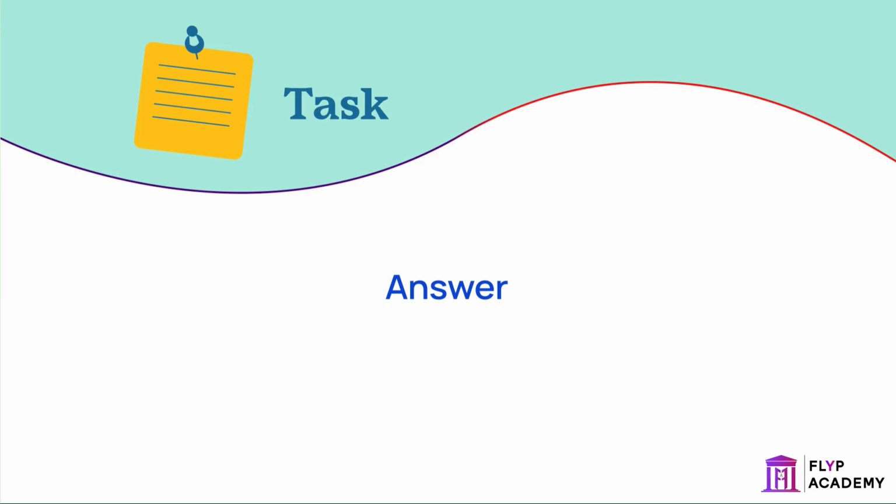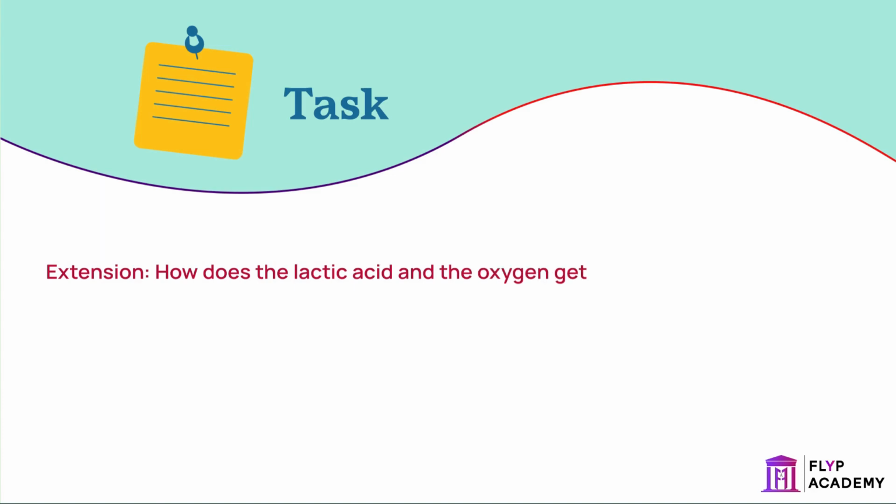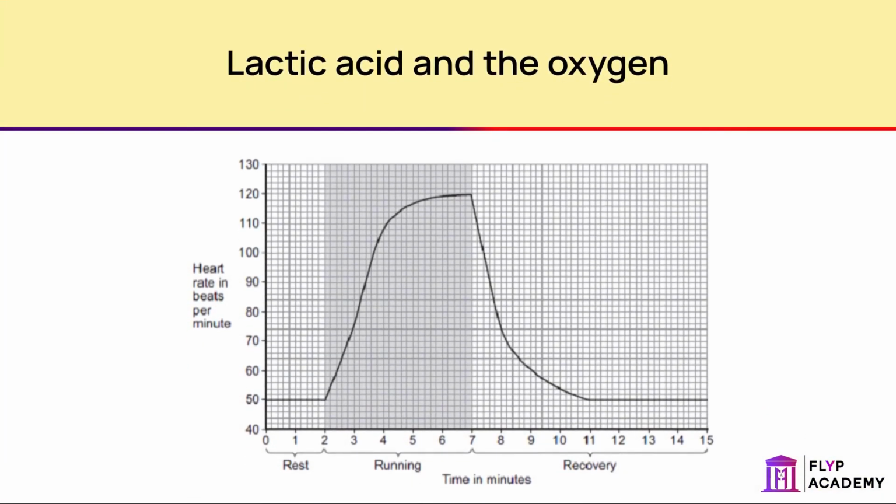This causes muscle fatigue. Once exercise has finished, then oxygen continues to be used to break down the lactic acid into useful products for the body, such as glucose, which can then be used in respiration. This process takes place in the liver and requires oxygen. Extension: How does the lactic acid and the oxygen get to the liver? The lactic acid and the oxygen are transported in the blood.